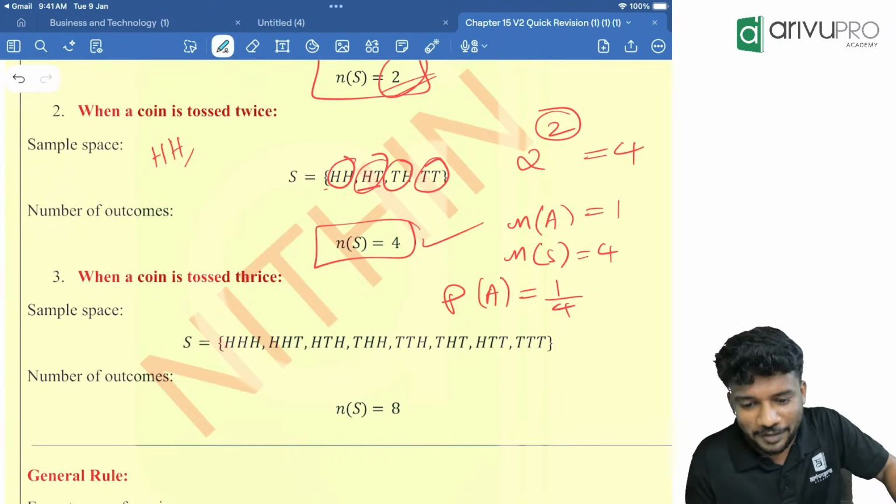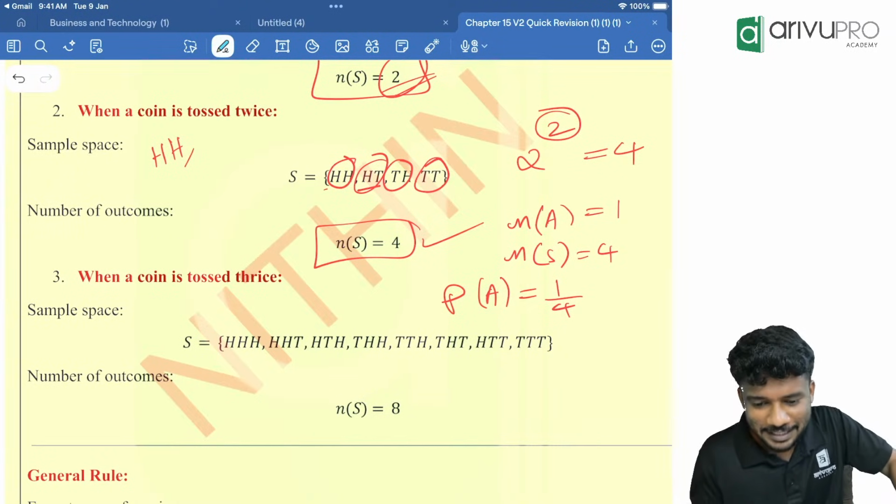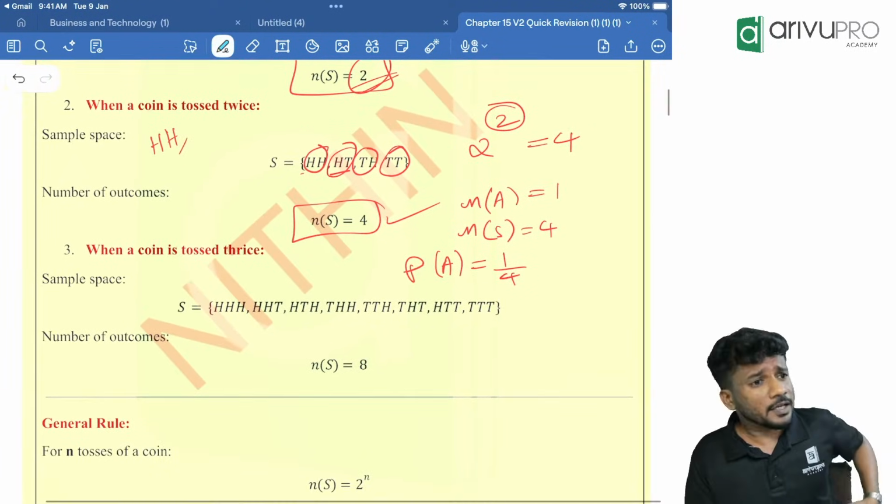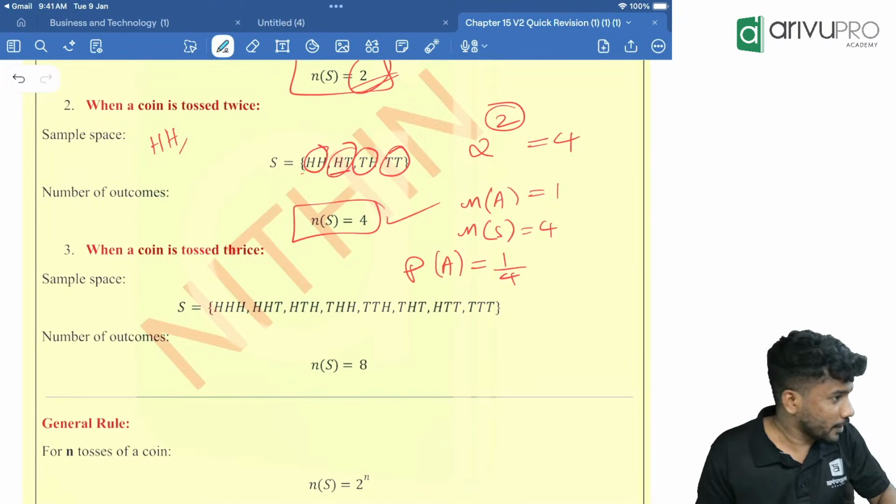Okay. Yes, Nakshatra, good evening. Swati, good evening. Yes. We will do time value of money quick revision also one by one. We will go ahead. Okay.